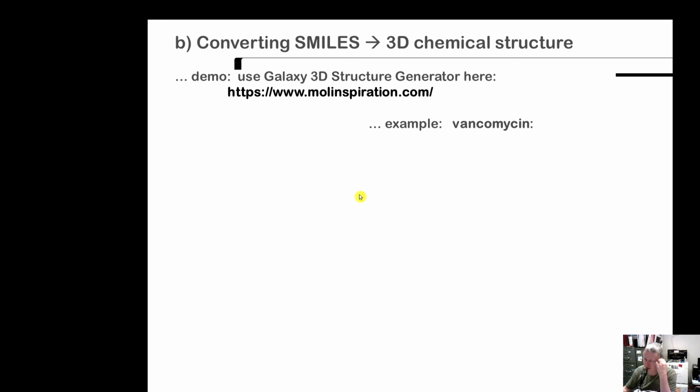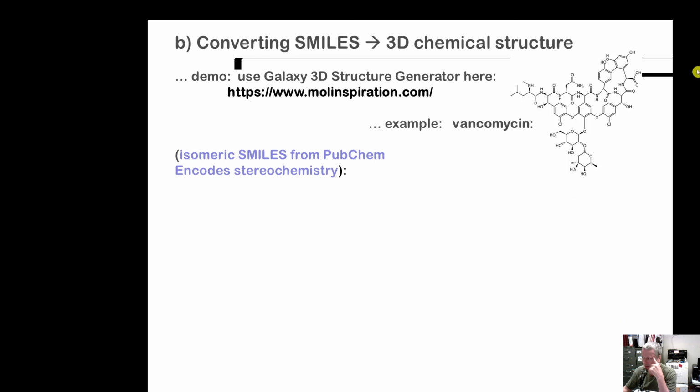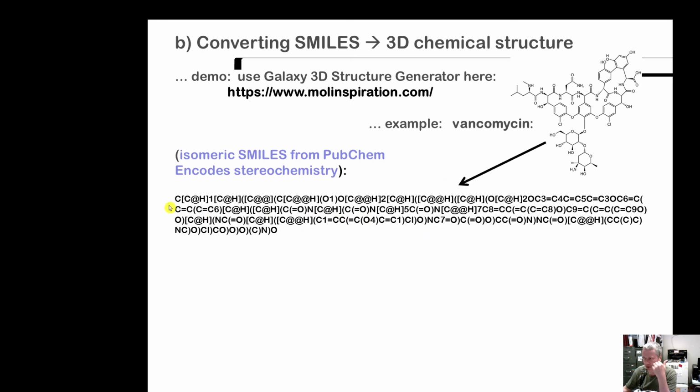Vancomycin. So vancomycin is a tremendously complicated molecule, right? I got the Isomeric SMILES encoding stereochemistry. Well, that's the structure, and you can imagine that's not going to be a very tiny little SMILES string. The Isomeric SMILES from PubChem is this huge thing, and this series of letters encodes the entire structure and all the chirality of this. So let's generate a three-dimensional image of vancomycin.